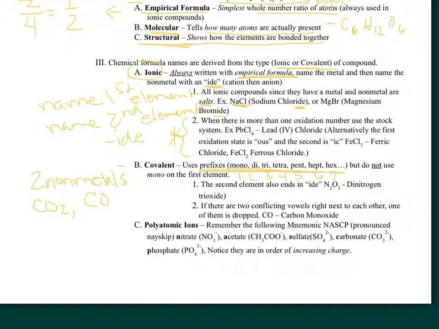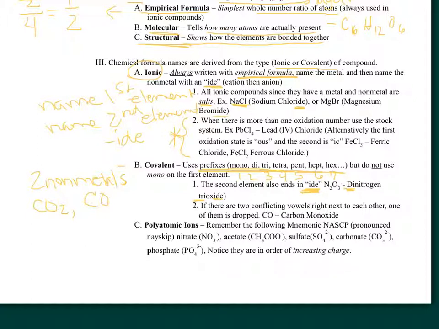So the rule is the second element always ends in IDE, and then you put the prefixes in front of elements that you have more than one of. So N2O3 would be di-nitrogen, because I have two of them, tri-oxide, because I have 3 oxygens, and then the ending is always IDE.